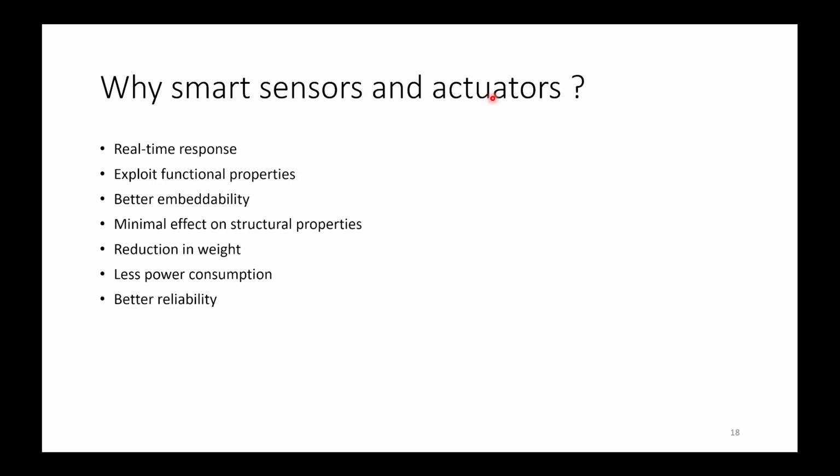Now why smart sensors and actuators? Because smart materials can be used in making smart sensors and actuators because they show real-time response and they exploit functional properties, and they also have better embeddability and show minimal effect on structural properties, and there will be reduction in weight if compared to like if we use some mechanical machinery which is made for performing the same task as the smart material, then there will be reduction in weight if we use smart material, and there will be less power consumption compared to mechanical machinery, and there will be better reliability.